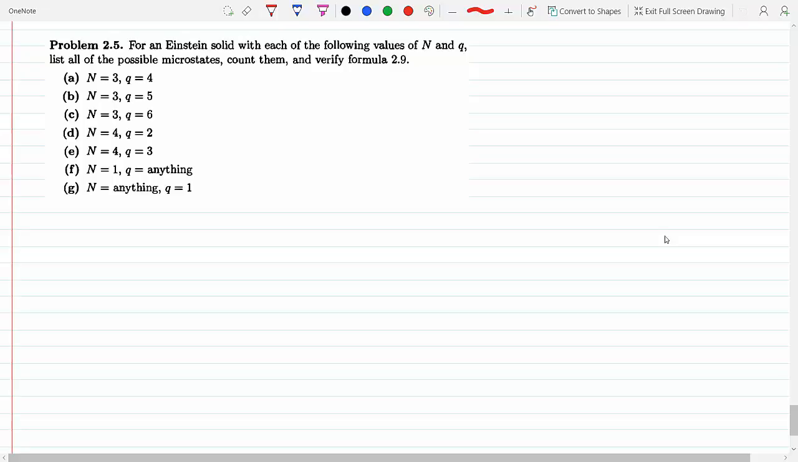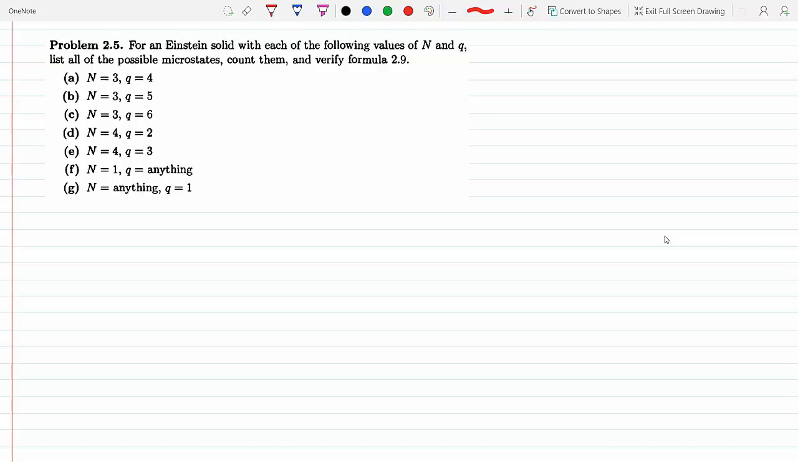For an Einstein solid with each of the following values of n and q, list all of the possible microstates, count them, and verify formula 29. Okay, so let's start with part A. We will do a table sort of like table 2.2 in your textbook. And here n stands for the number of oscillators and q stands for the energy units.